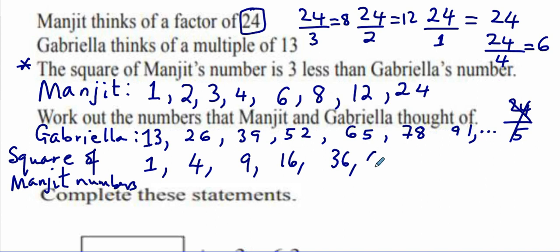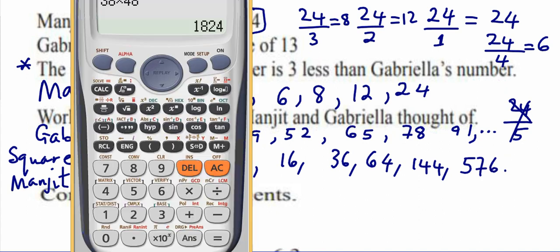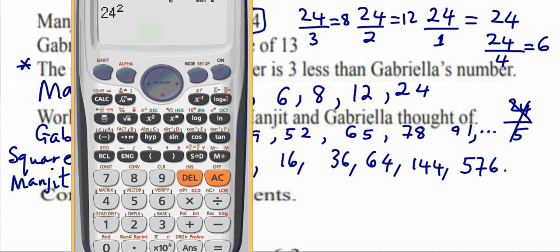8 square equals 64. 12 square equals 144. 24 square equals 576. You can check that using a calculator. 24 square equals, let me check.